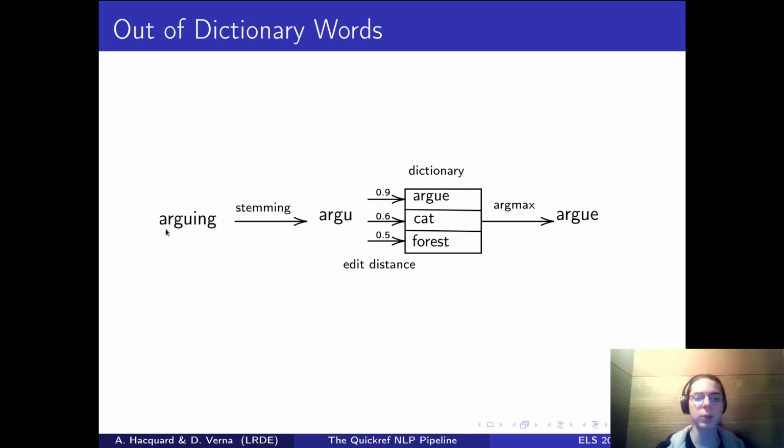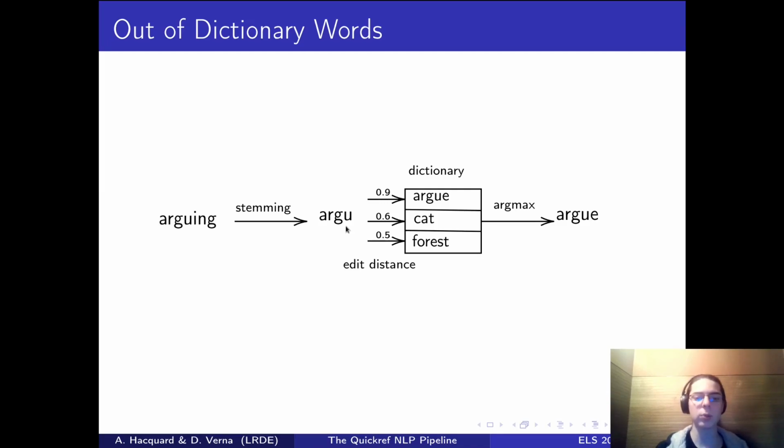First, it will extract the root of the word we want to lemmatize thanks to a stemming tool. So in our example, it will take the root of arguing to transform it into argue, and then it will compute an edit distance with all of the words of the dictionary used by the lemmatizer tool. Just to note, in this example, our entire dictionary just has 3 words: argue, cat, and forest. It does not contain other words.